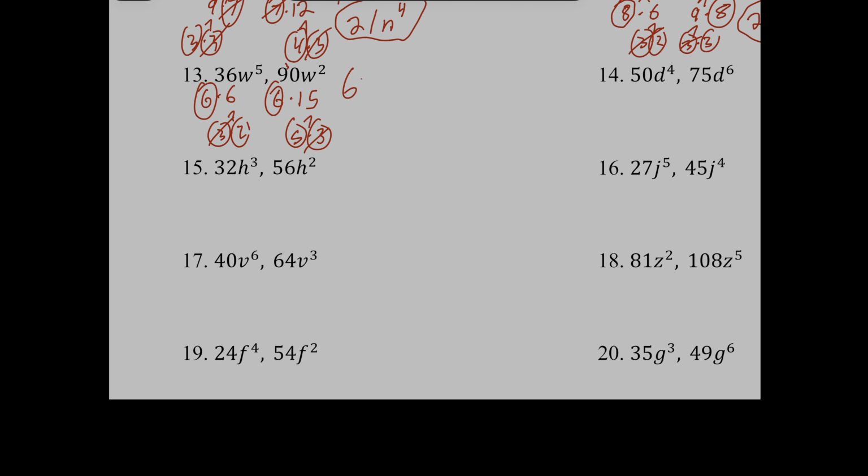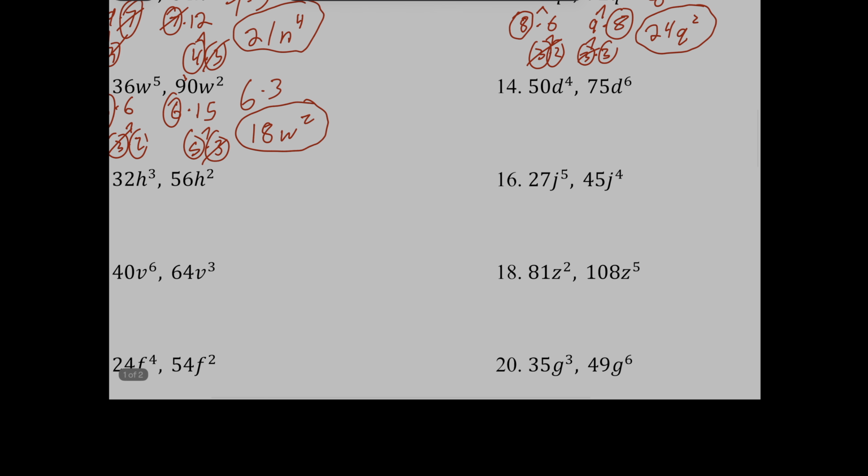3, 3. What's my common? 18. Isn't that nasty? W squared. If you wrote 6, you would have got this answer wrong. Okay? You'd have got a common factor, but it wouldn't have been the greatest.